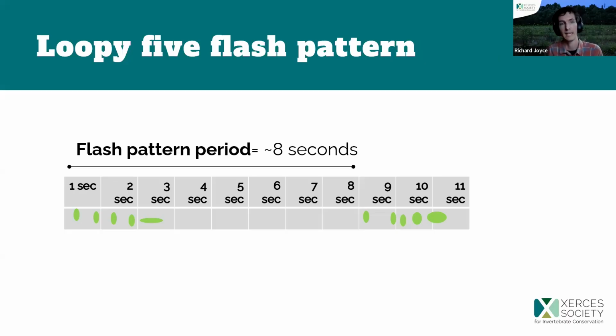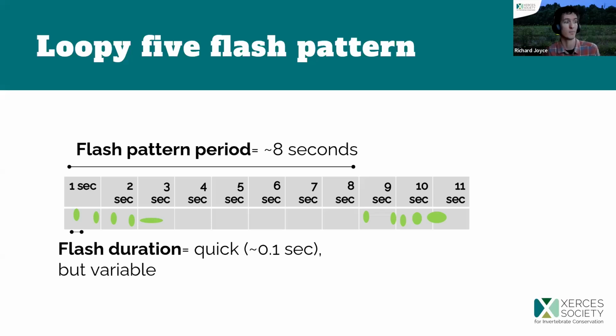So we'd want to get multiple flash pattern periods and then maybe take an average or put down what we think is most typical, maybe the median. The flashes are quick, maybe about 1/10 of a second, though you can see that there's some variability too.